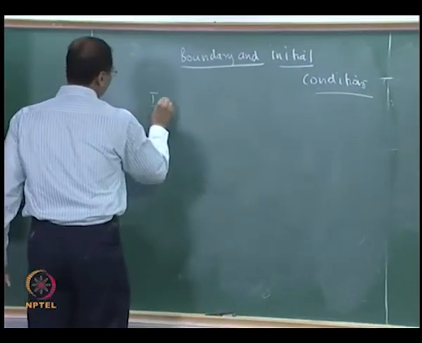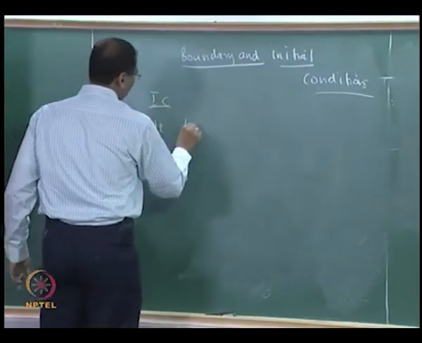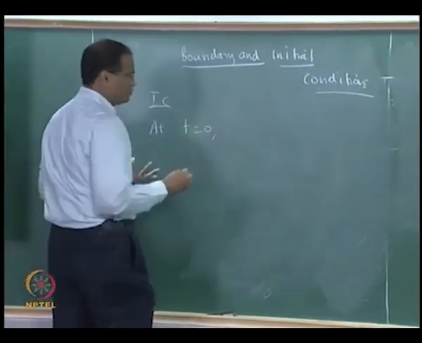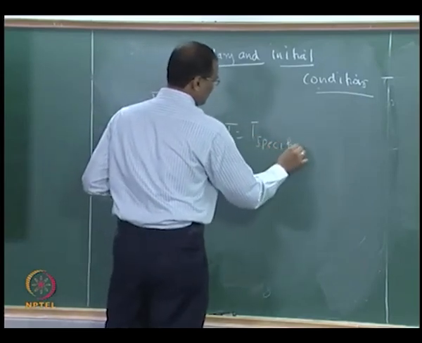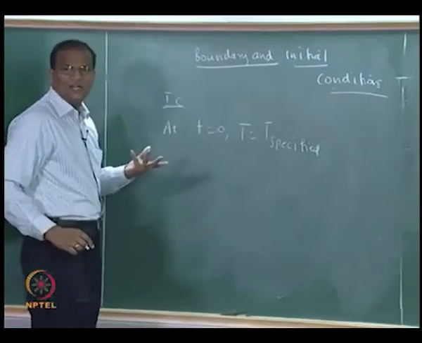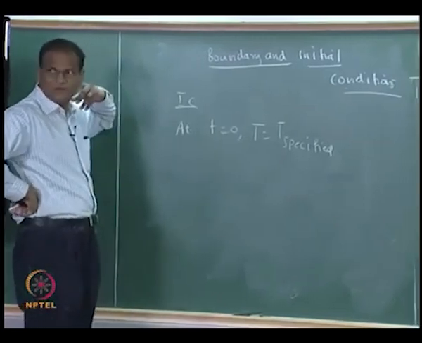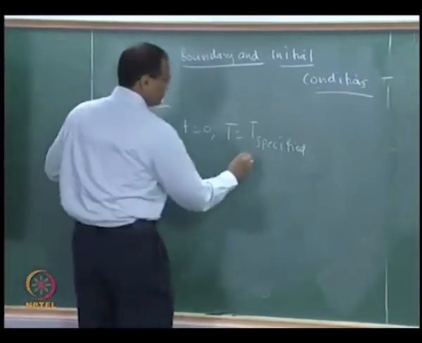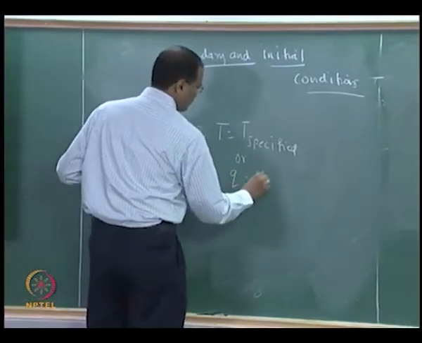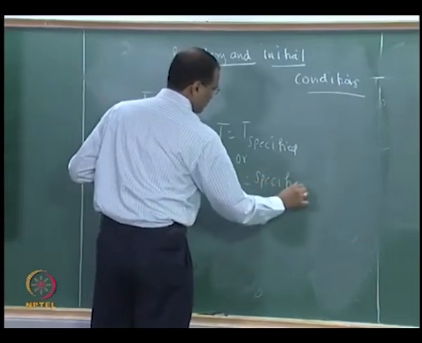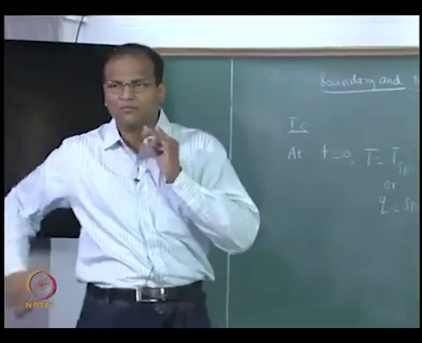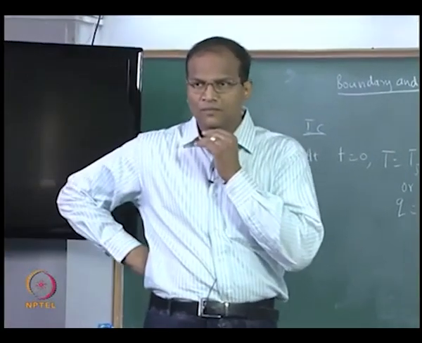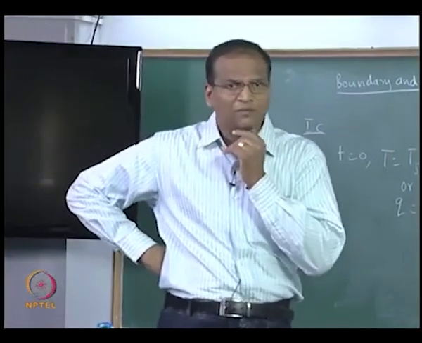Initial condition is straightforward: at t equal to 0, you specify t, or at t equal to 0 you specify flux. It is only first order in time, okay, so it is parabolic in time.